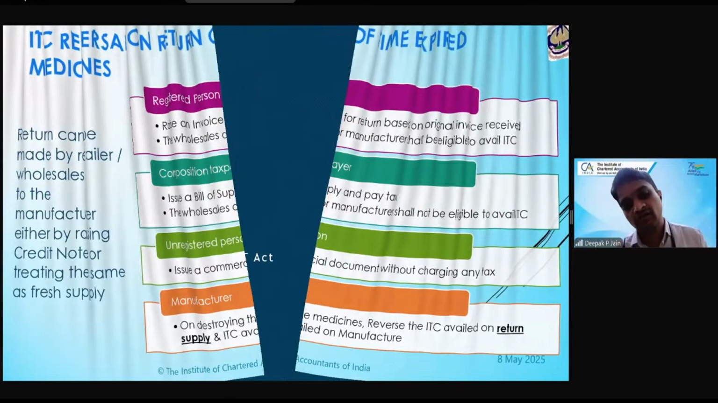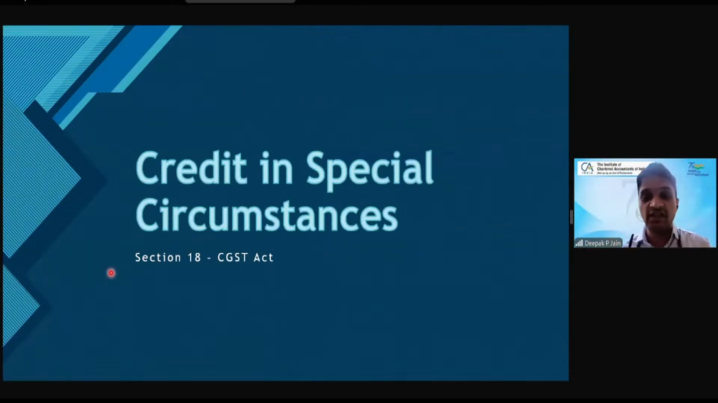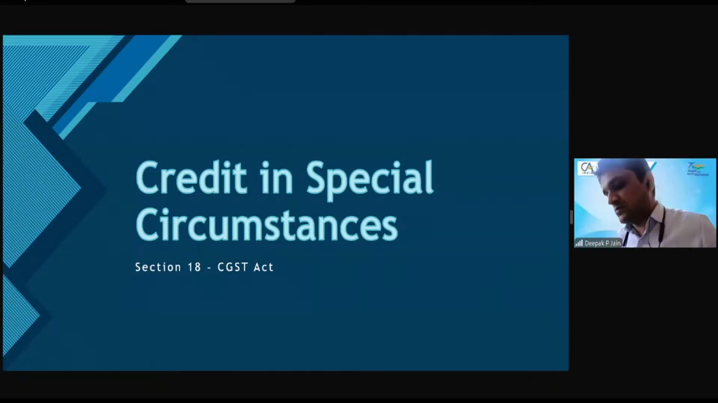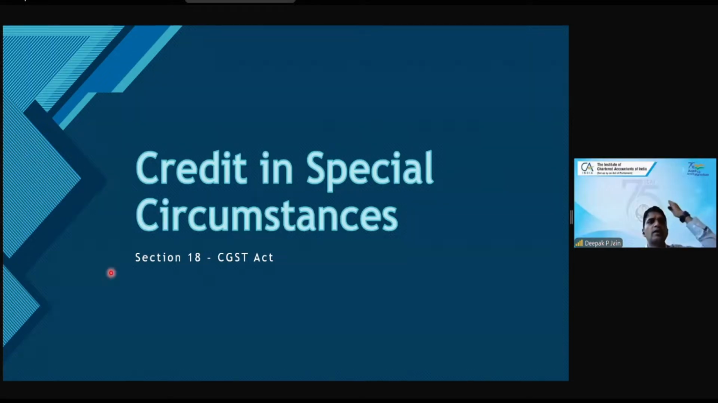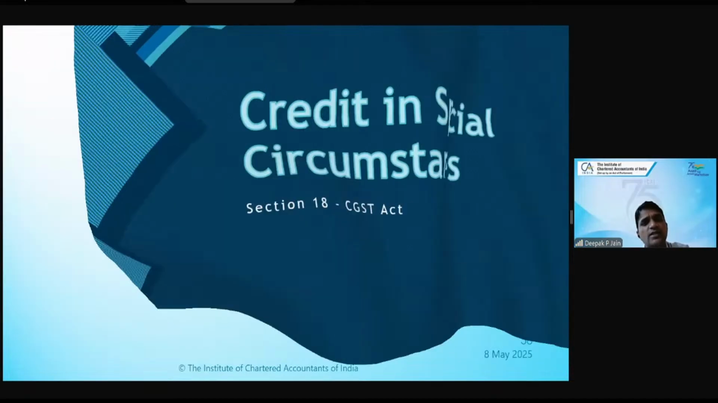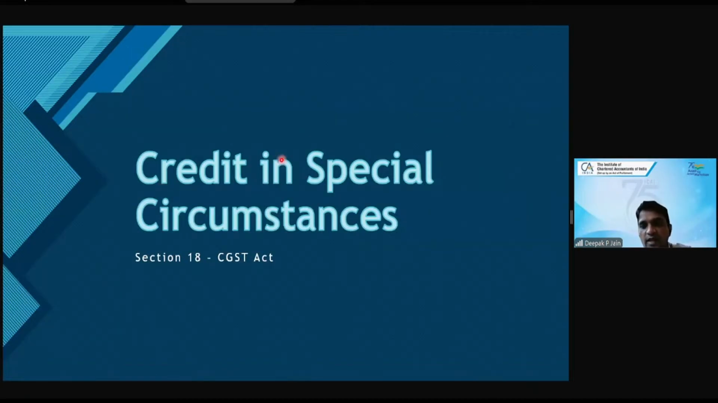Section 18. Credit in special circumstances. Section 16 and 17, we are happy that we have covered section 17 in this class. Section 18 is talking about credit in special circumstances. I don't want to touch section 18 because it will be very heavy for you all. We'll not go through the provisions. We'll just understand and go to the provisions in the next session so that you're also relaxed and prepared for the next session. Any questions in section 17 and 18, we'll be happy to discuss that and then go to section 8.